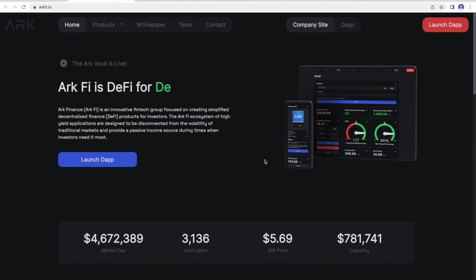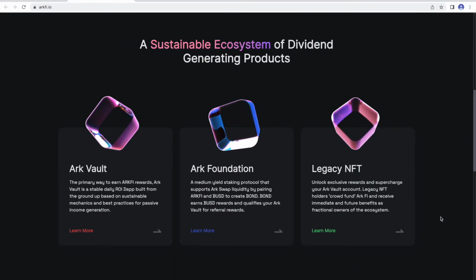Today, we're going to be talking about Ark Fi. Ark Fi is a return on investment decentralized finance application that I think is very promising. Obviously, there's a lot in the Ark Fi ecosystem. They have NFTs, they have a foundation, but their core product really is the vault.